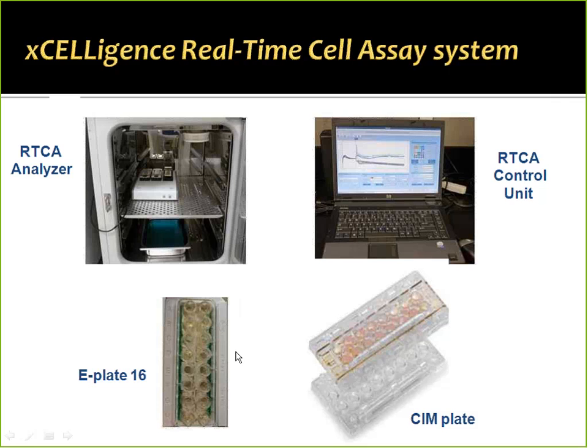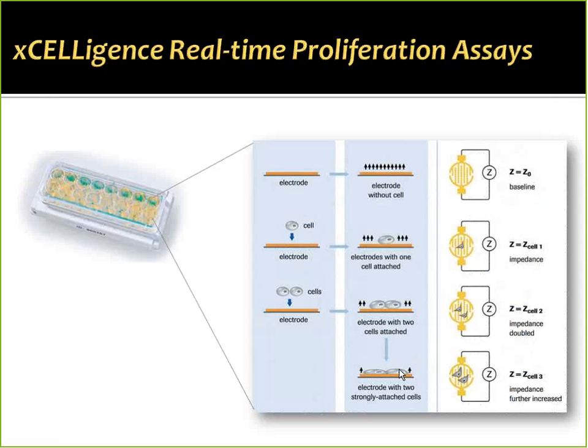So the E-plates and the SIM plates both have integrated into them gold microelectronic biosensors, which are going to be able to detect cell attachment and cell proliferation through the RTCA analyzer. And I will tell you a little bit more of how that process works. The E-plates and the SIM plates have these gold microelectronic biosensors integrated in them. I think you can see the gold in this picture.